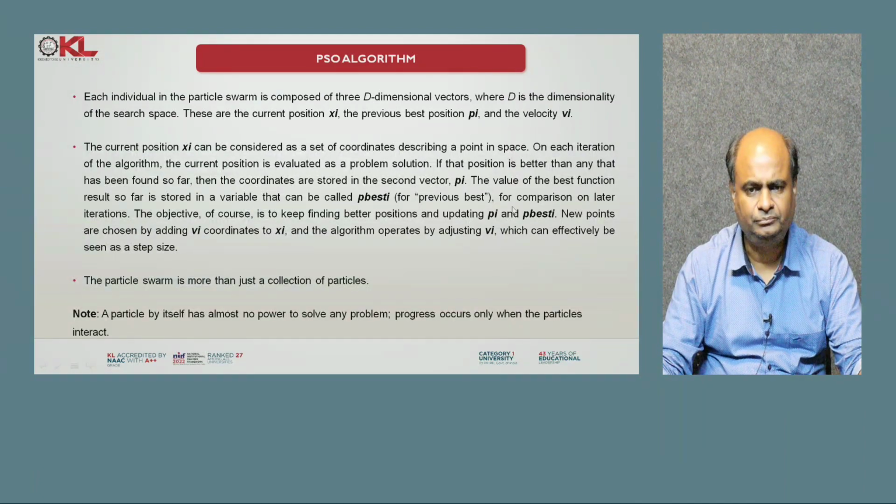Now for later iterations, the objective of course is to keep finding better positions and updating pi and p best i. New points are chosen by adding vi coordinates to xi, and the algorithm operates by adjusting vi, which can effectively be seen as step size. So based on the step size, you have to adjust the velocity. The particle swarm is more than just a collection of particles.